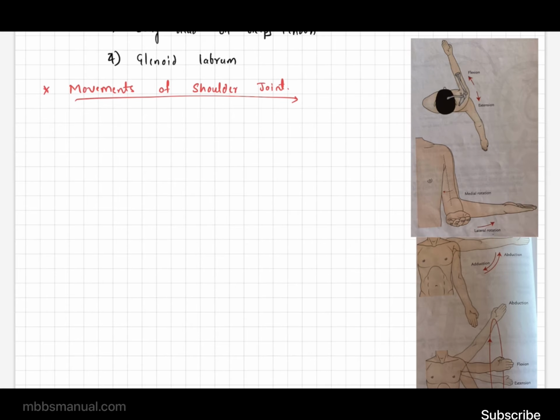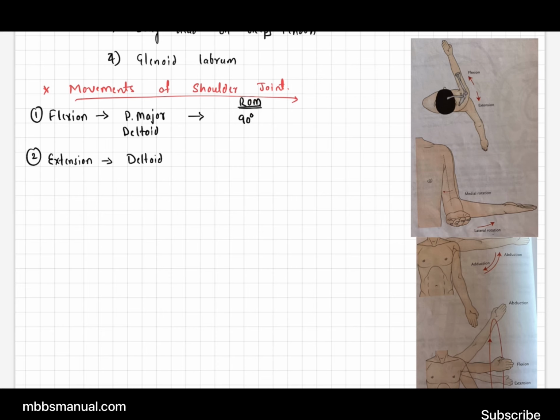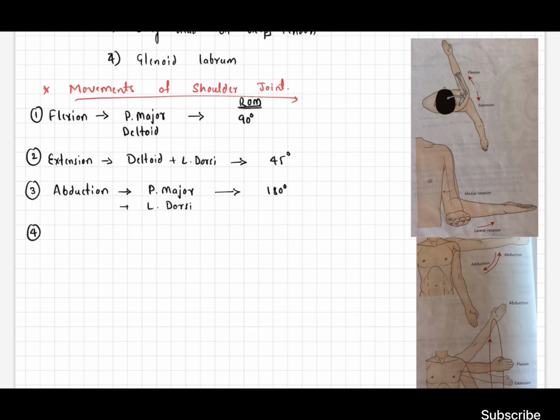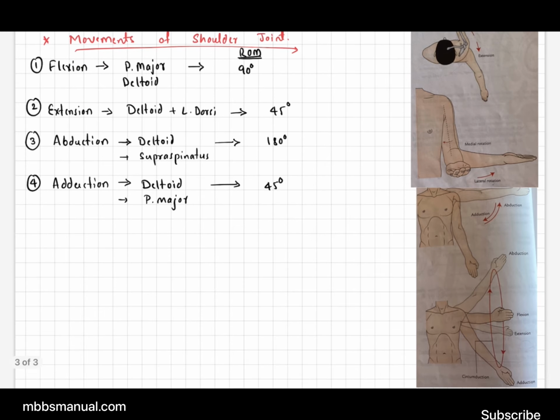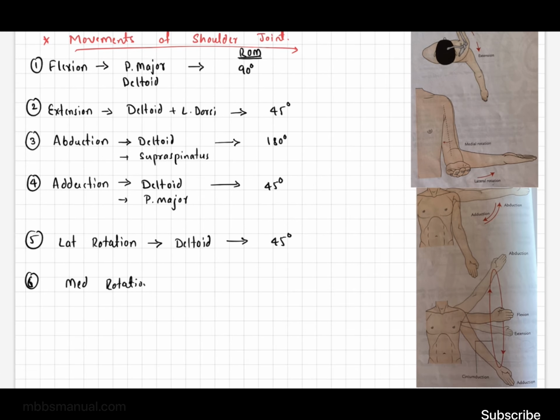And movements of the shoulder joint. The main movements are flexion. It is provided by the pectoralis major and deltoid. Its range of motion is 90 degrees. Extension by deltoid and latissimus dorsi, 45 degrees. Abduction by deltoid and supraspinatus, and its range of motion is 180 degrees. Adduction by deltoid and pectoralis major muscle, and its range of motion is 45 degrees.